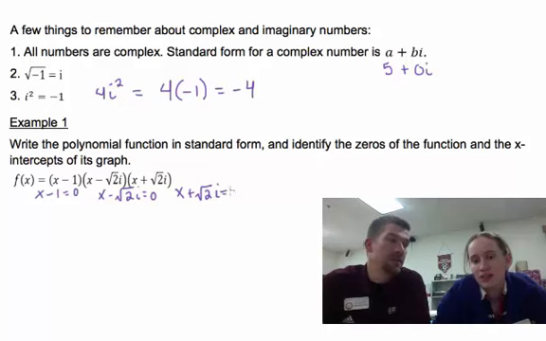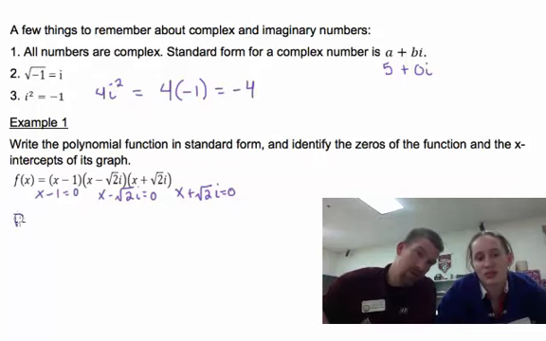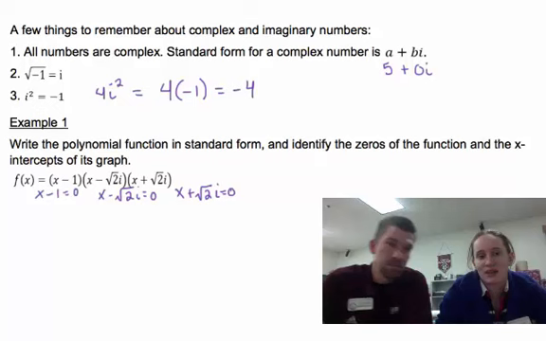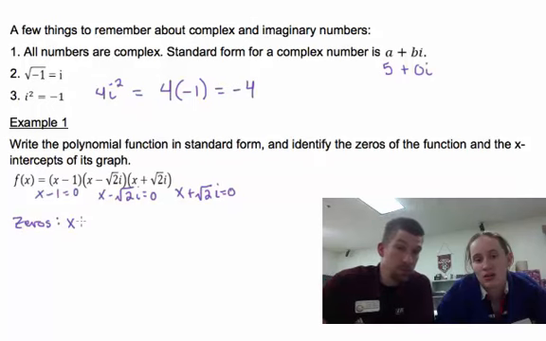Look, I got the last one. Yeah, good job. And that means that x equals 1. That's not what I was trying to spell at all. I was trying to say zeros. My bad. Our zeros are x equals 1.